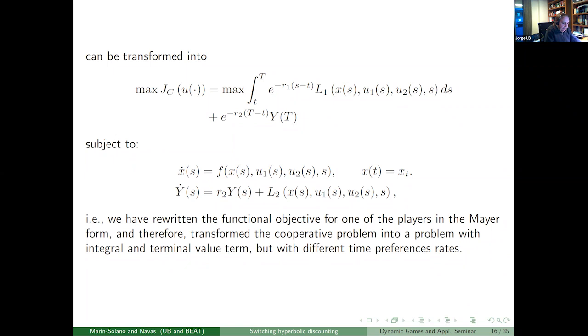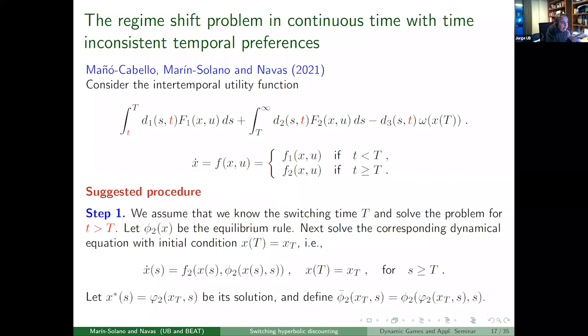Okay, so let's go back to the original problem, the regime switching one. Here we remember that we extend the structure of the matrix paper just by generalizing the discount functions. We allow a general discount function D1 for the first regime, and a possibly different discount function for the second regime, with capital T being the moment of the switch, if there is one, and omega representing the cost of the transition from regime 1 to regime 2.